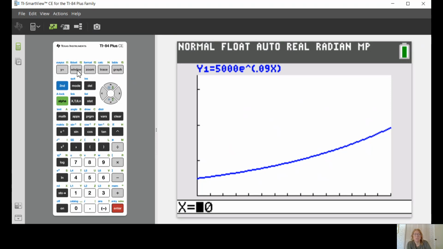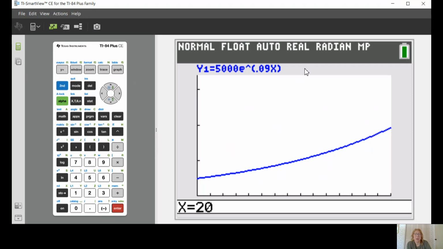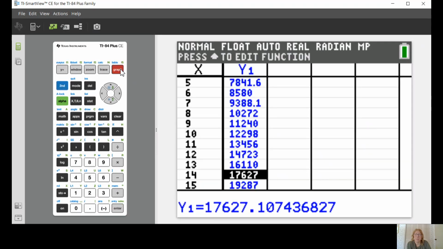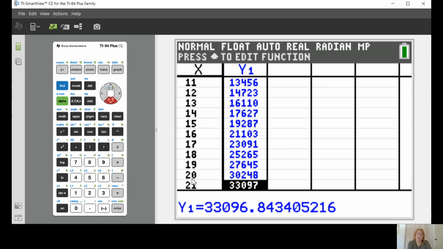So of course you could always just go to the window and increase your x max out to 20, and then that would work. But you could also just go to that table we were just looking at and just scroll it down until you hit the x value over here of 20. So if you have the table, now here's our answer. Let me scoot up there. That's our answer. Notice if I need the pennies, if I need more detail than this, I look down here. So you have to highlight the answer, $30,248.24, or however they want you to round it.